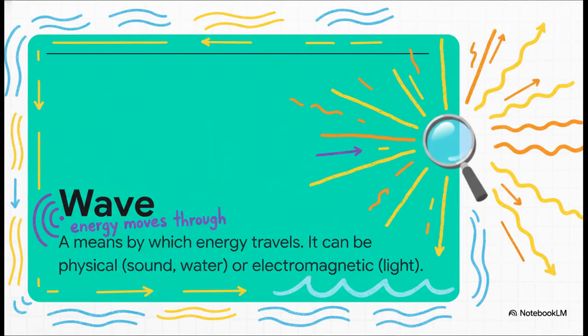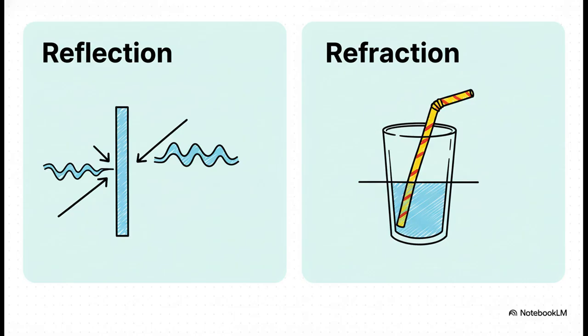At its absolute simplest, a wave is just a way for energy to get from point A to point B. That's it. Think about ripples in a pond, right? The water itself mostly just bobs up and down, but the energy of that ripple, that travels outward across the whole pond. That's the big takeaway here. Waves move energy. So, what happens when a wave hits something? It doesn't just vanish. It does one of two main things. It can either bounce off, which we call reflection, or it can bend as it passes through, and we call that refraction. Let's break those two down.